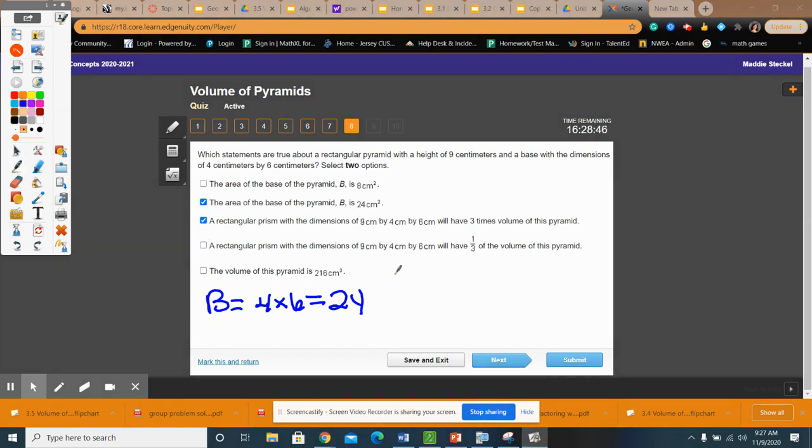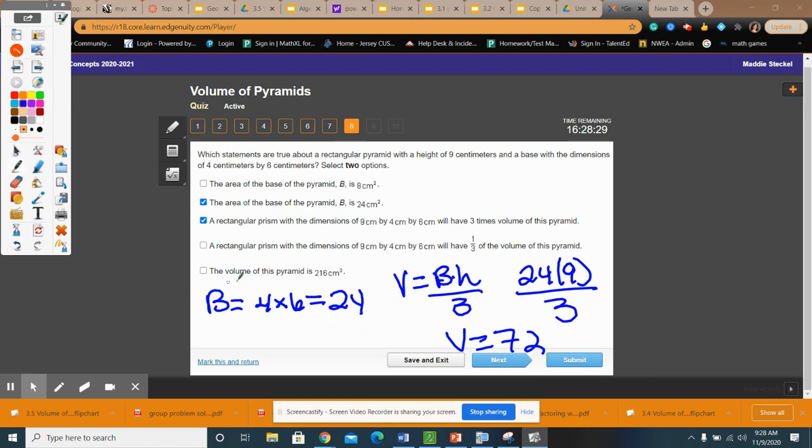And is the volume 216? Well, let's see. Volume is big B times H divided by 3. 24 times 9 divided by 3. That is 72. That's not right. I'm getting 72 when I type it in. So that is not right. It looks like there's just the 2 in the middle.